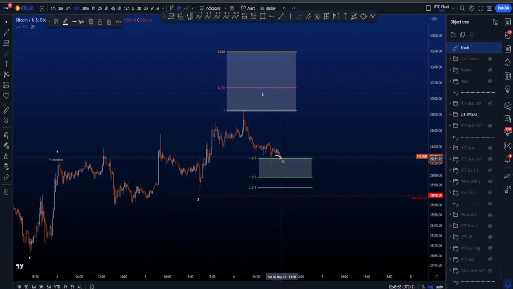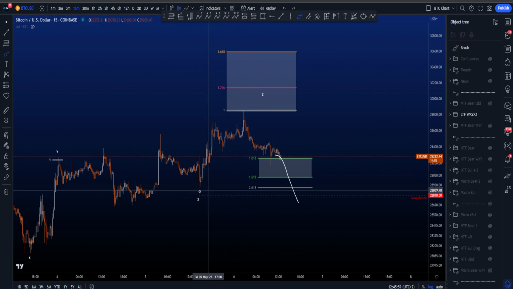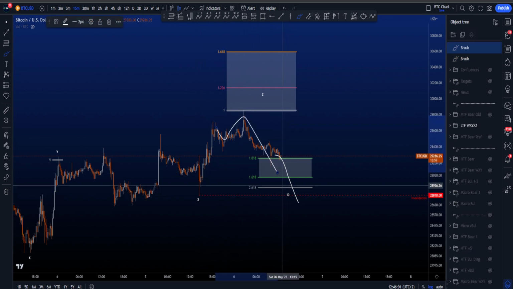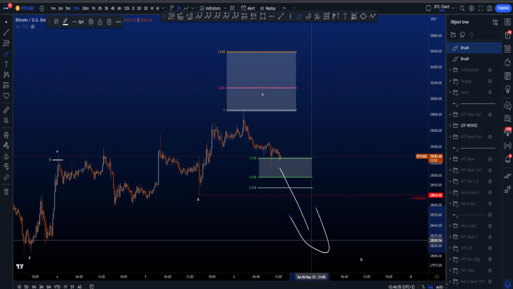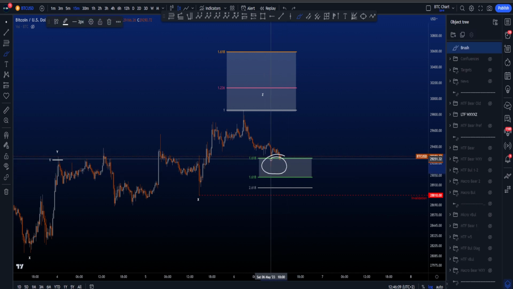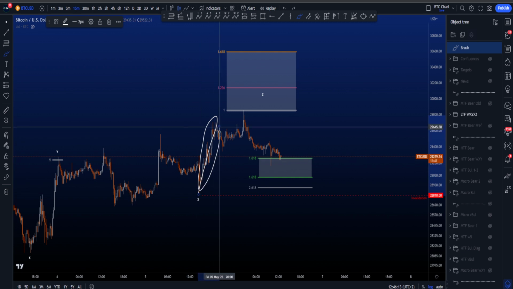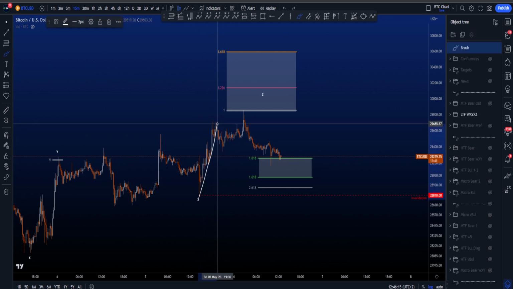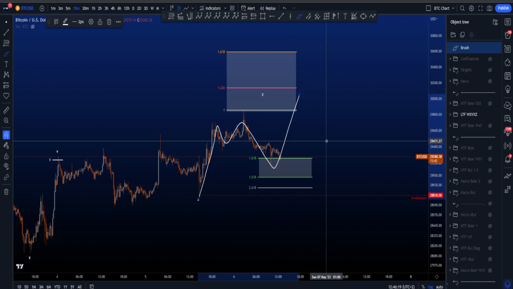Now, if price continues to the downside without taking the high first, then this corrective scenario is invalidated, and there's a much higher probability we are going to find more downside to come. However, as it stands now, price is finding a bit of support in this area, and if this is a first five-wave structure to the upside, you expect this to be an A, followed by a wave B, and then a continuation to the upside for a wave C.